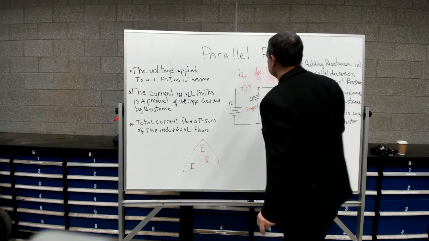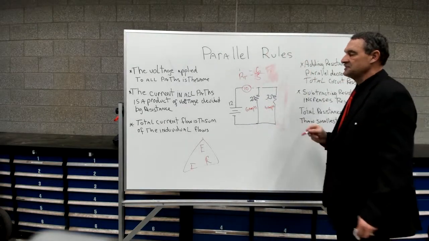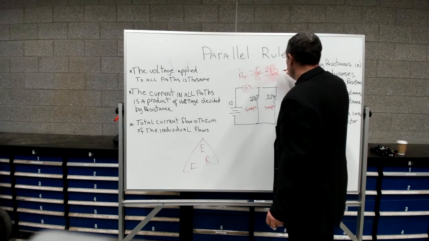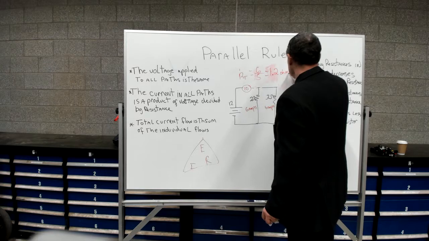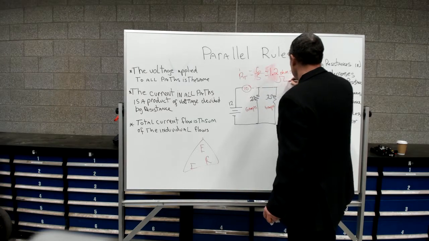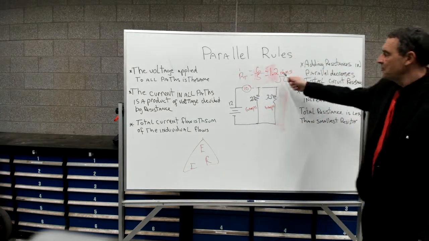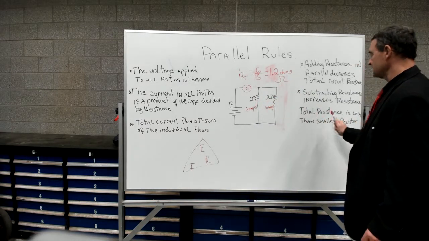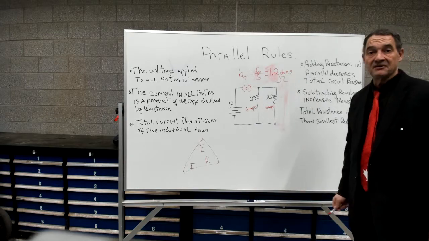6 divided by 5 is 1.2 ohms, or a lot of times we just use this little symbol. 1.2. The smallest resistor is 2. Total resistance is less than the smallest resistance. I believe it worked out.